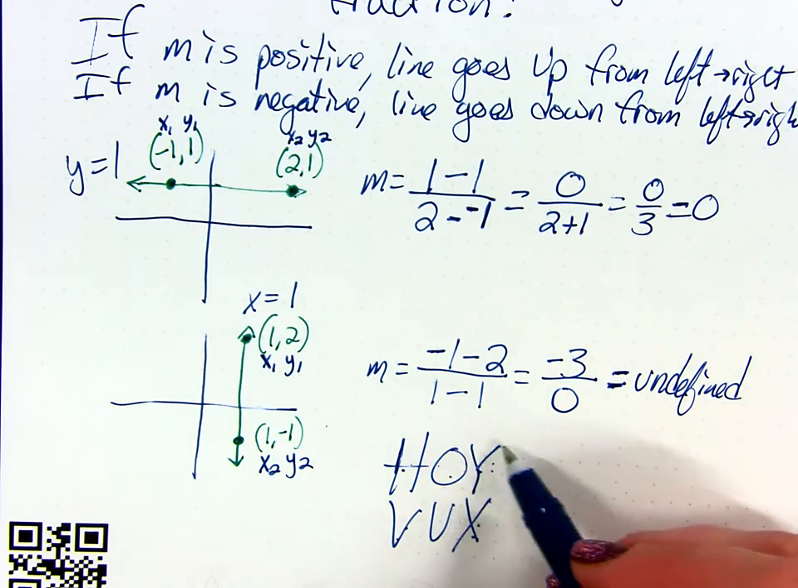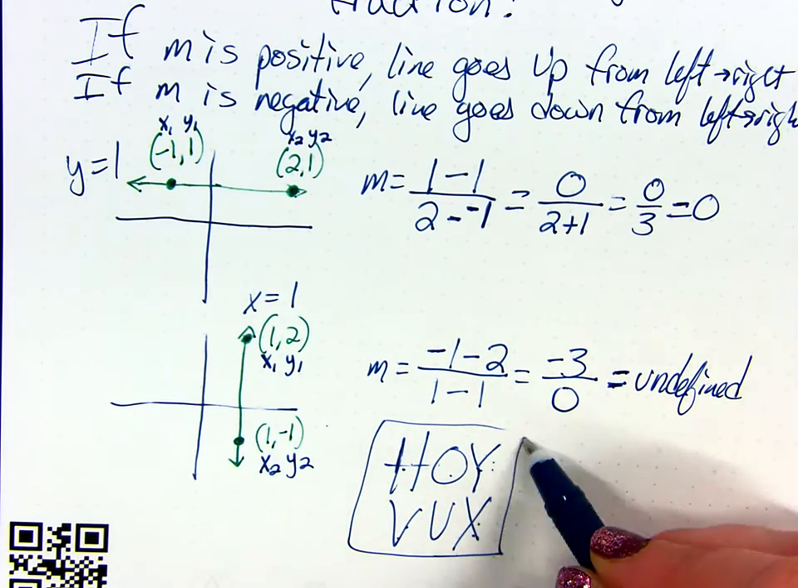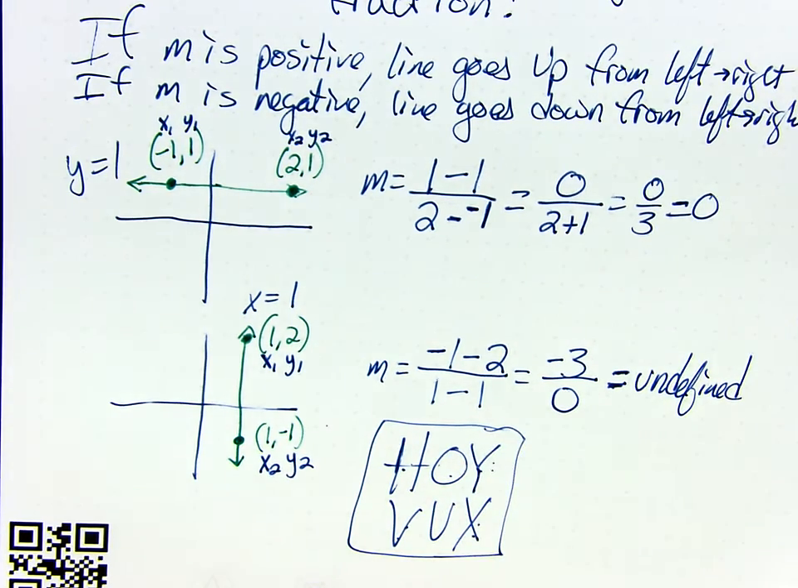So this is really the most concise way I've ever seen to put all of those pieces together. Horizontal lines have a slope of 0 and their y equals whatever the y is. Vertical lines have undefined slopes and their x equals whatever they are. HOIVUX. Such a great little tidbit. But now you know why it is what it is.